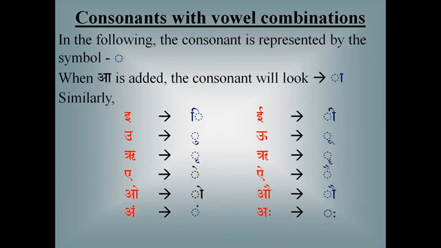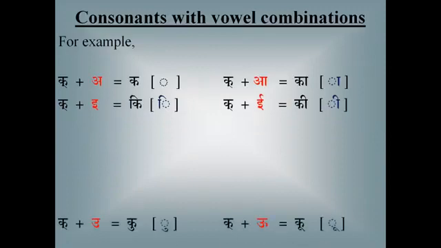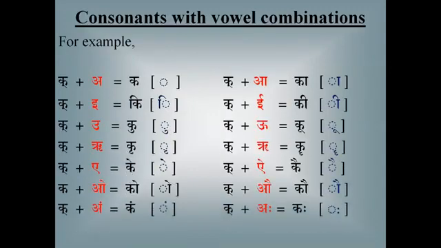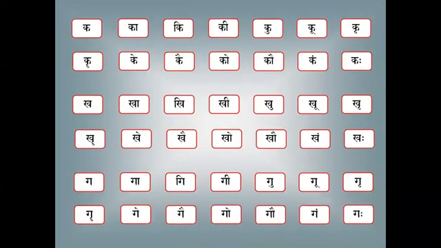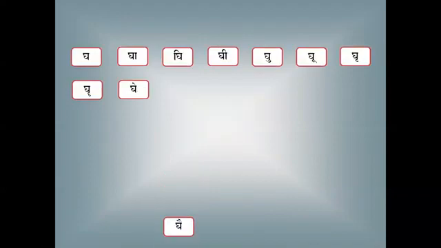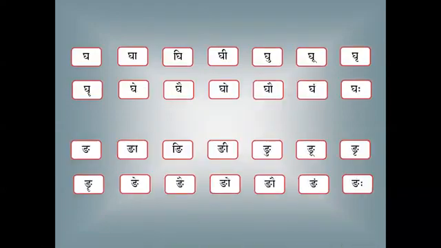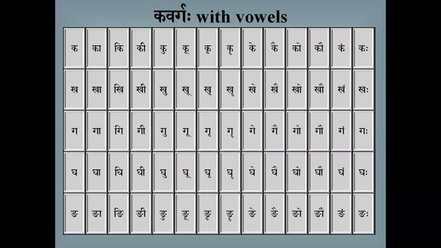We have seen the consonant vowel combination up to the Kavarga letters. We have completed Kavarga. Ka, ki, ku. Kavarga, the first letter Ka, and similarly the other letters of the Kavarga. Summary of the combination of Kavarga letters with the vowels.